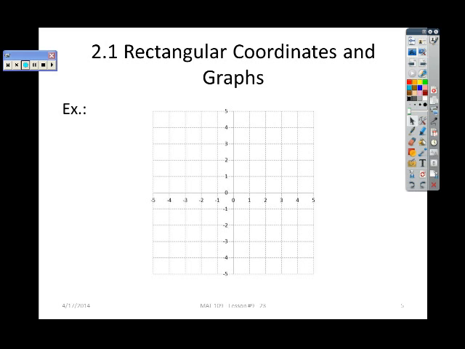Every point on that grid is uniquely identified by an ordered pair. There's no ambiguity. So for instance, a point like this, one of the things you need to be able to do is read that. What are the coordinates of that point? And that one, and that one. Right. So you're getting the order correct. That's good.